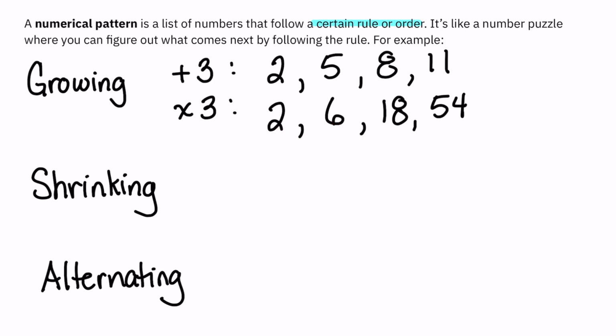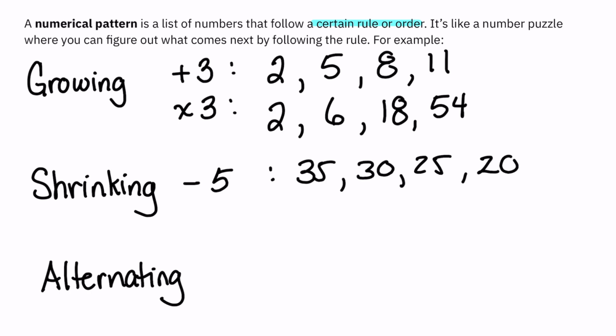The second pattern I could have is a shrinking pattern, and in this case we're going to keep it really simple. In 6th grade it might be subtraction, so it could be something like minus 5. So I can start with 35, 30, 25, 20, and so on. Or it could be an alternating pattern, which could be something like plus 3, minus 1. So what does that pattern look like?